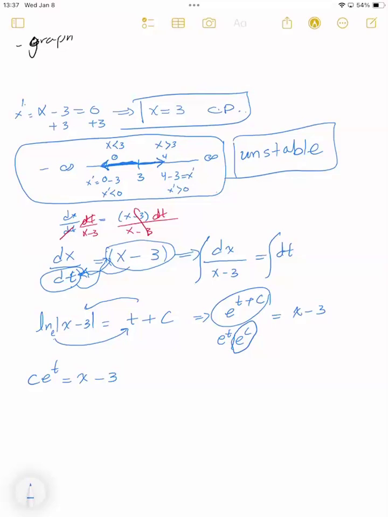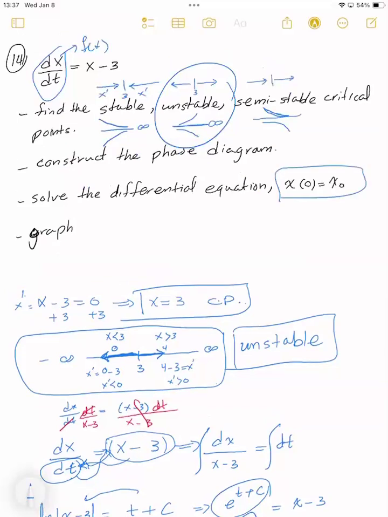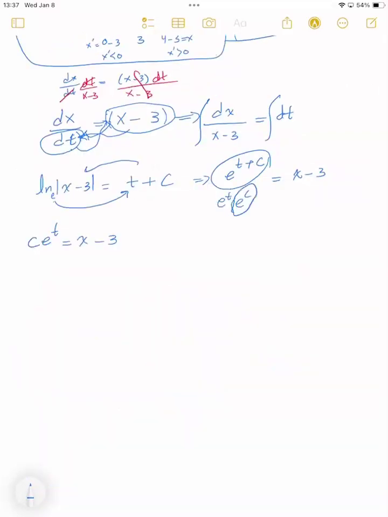Then it has given us an initial value that when t is equal to 0, we have an x sub 0. So we are going to substitute x sub 0 here, and we are going to put 0 for t, but e to the power 0 is just 1. So we get c equals x0 minus 3, so that's our c. Let's substitute c back here. So we have x0 minus 3 times e to the t equals x minus 3. So now we have c, this is our equation.